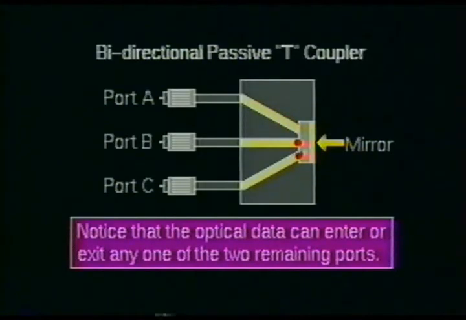Here you see a bidirectional passive T-coupler. Notice that with this coupler, the optical data can enter any one of the 3 ports and exit the other 2. This simple coupler allows the optical data to reflect from a mirrored surface placed at the back of the coupler. The light signal is then directed to the 2 remaining ports.